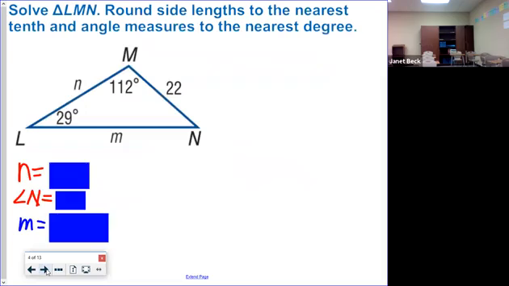See, straight away, we can't use sine A over side length A, because nothing's called A. We've got L, M, and N here. Oh, this is round side lengths, the nearest tenth. No. 3 decimals. And angle measures to the nearest degree. No. To 1 decimal, please. And that's going to be the same on your homework. The book's going to give you those wrong instructions. We want 3 decimals on side lengths and 1 decimal on angles, please.